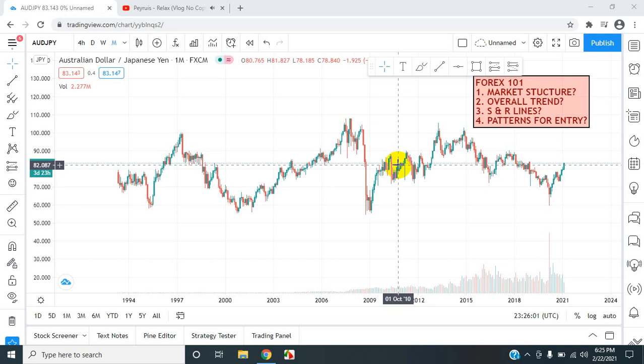Forex 101. Number one, we will be identifying market structure. Number two, we will be identifying the overall trend in the market. Number three, we'll be identifying SR lines in the market. Number four, we'll be identifying patterns for entry in the market.